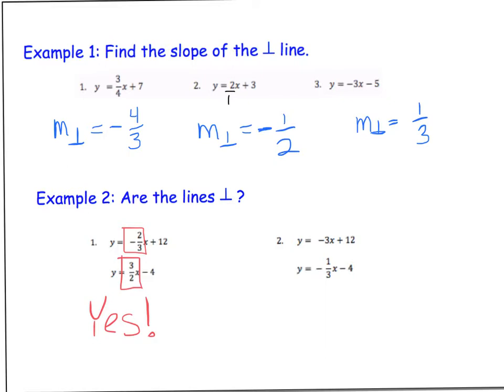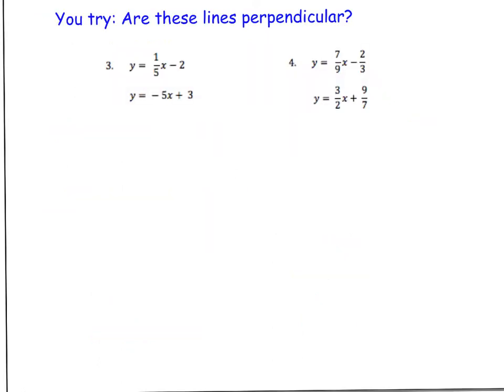Let's look at example 2. My slope of my top line is -3. The slope of the second one is -1/3. Are those fractions opposite reciprocals? Well, they're reciprocals because 3 and 1/3 are reciprocals, but they are not opposite signs. So these will not be perpendicular when you graph them. You try these two. Are these lines perpendicular to each other? Pause the video.